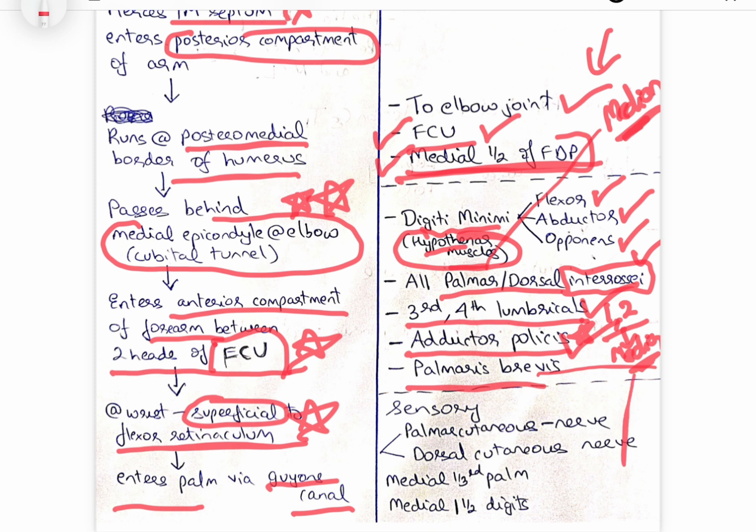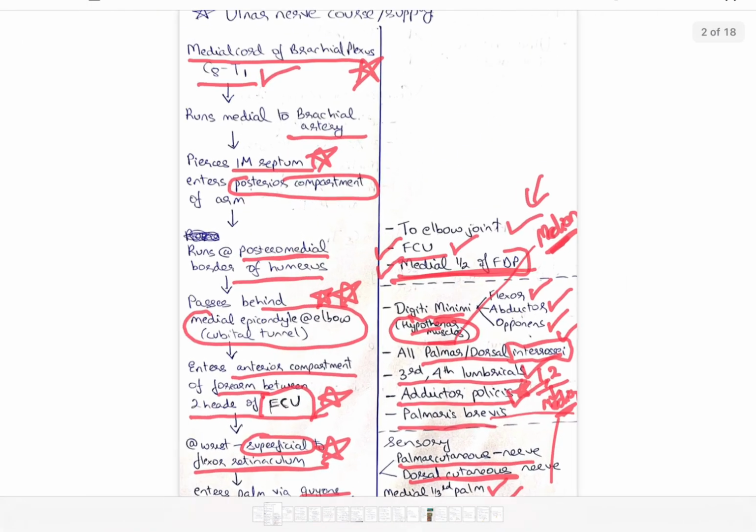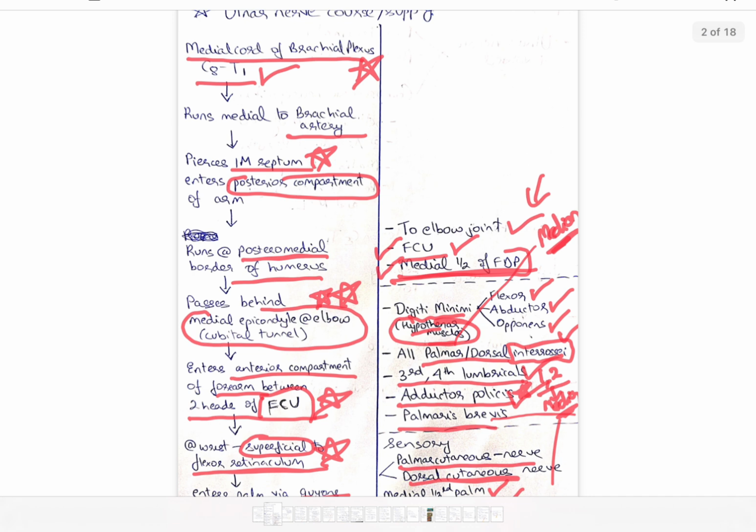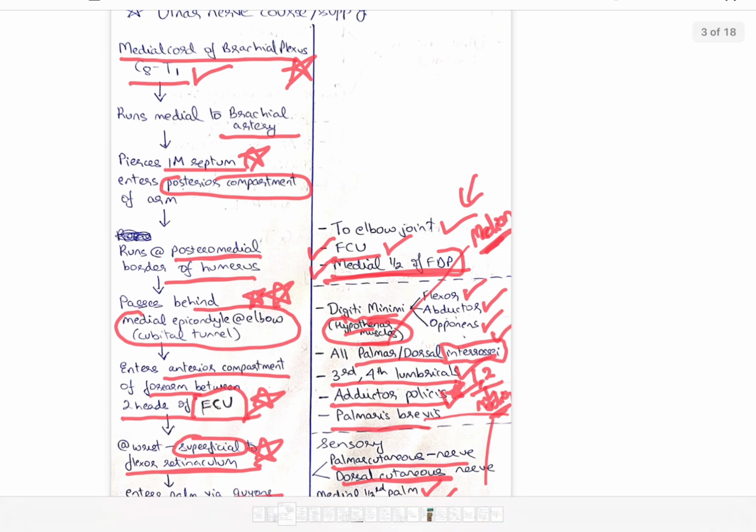And what is the sensory supply? The sensory supply of the ulnar nerve is by the palmar cutaneous branch and the dorsal cutaneous branch. What does it supply? It supplies the medial one-third of the palm and the medial one and a half digits. Okay. Am I making sense? So this was the basic anatomy, and this is most important to understand the biomechanics, the deformity of ulnar clawing. Okay.